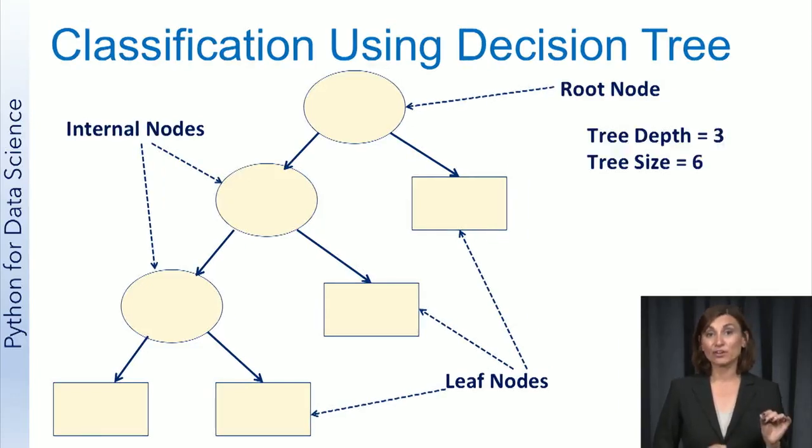The depth of a node is the number of edges from the root node to that node. The depth of the root node is 0. The depth of a decision tree is the number of edges in the longest path from the root node to a leaf node. The size of a decision tree is the number of nodes in the tree.